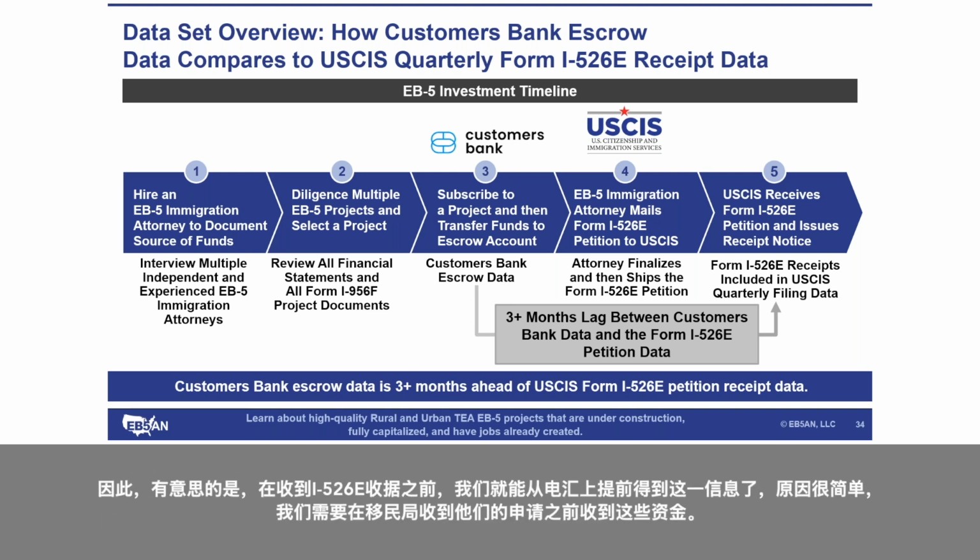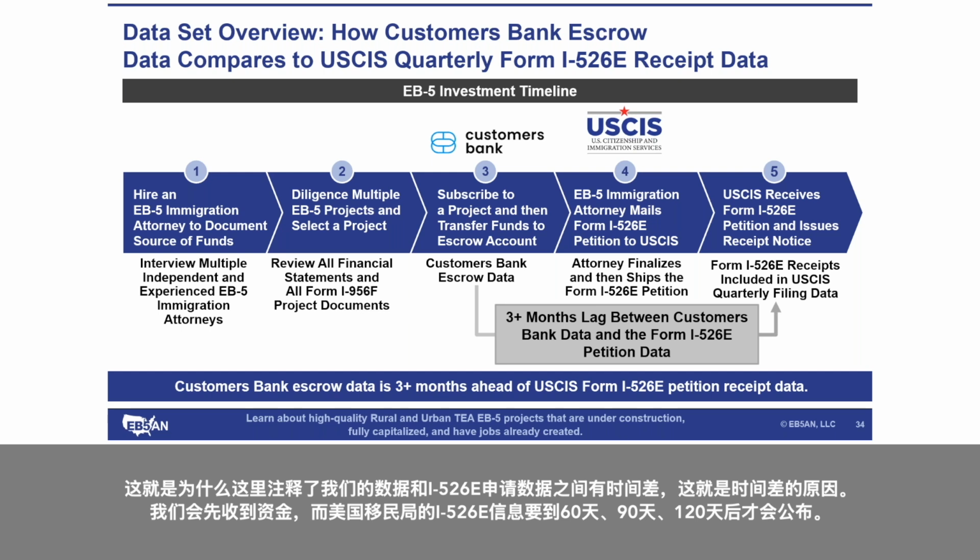So what's interesting is that we have this information on the incoming wires before the I-526E receipts are received, because obviously we need to receive these funds before USCIS receives their petition, right? So that's why the note here about the lag between our data and the I-526E petition data, that's what is the cause of that lag. We have the money up front, whereas the I-526E information from USCIS isn't coming out until 60, 90, 120 days later.